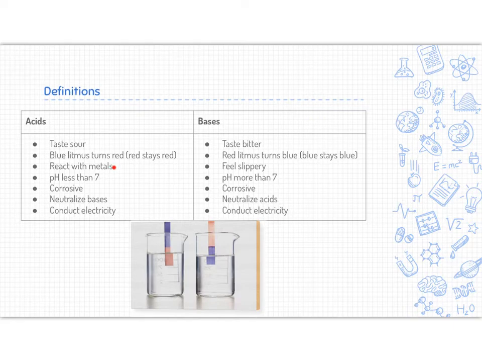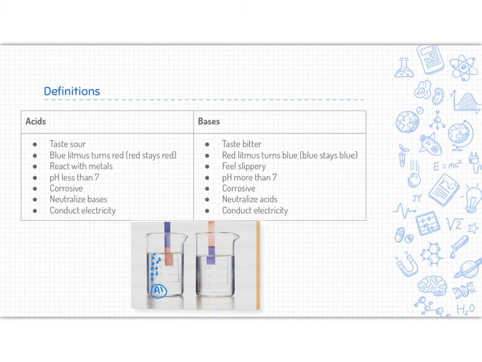Acids react with metals. So if I put a metal in the bottom here, maybe a piece of aluminum, it would actually start to bubble. So we can see that it's reacting. Acids have a pH less than 7. They are corrosive. They neutralize bases. So if I add an acid to a base, it will bring its pH closer to 7. And acids conduct electricity.